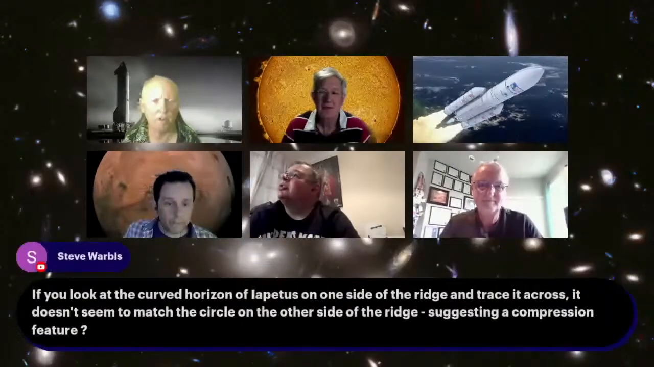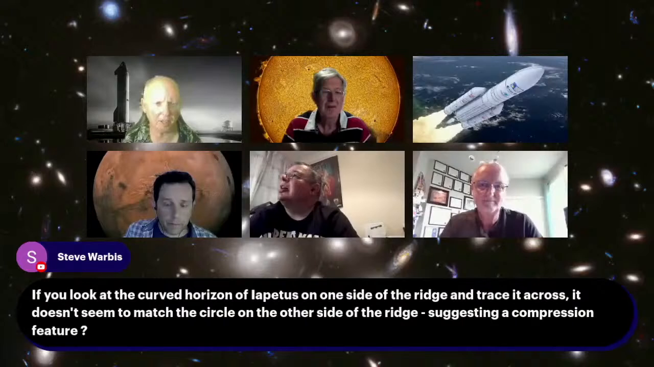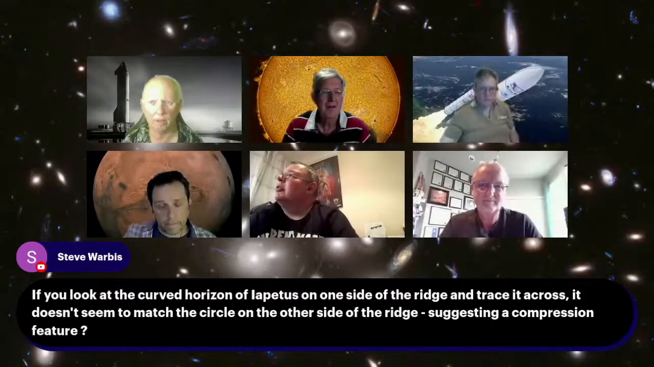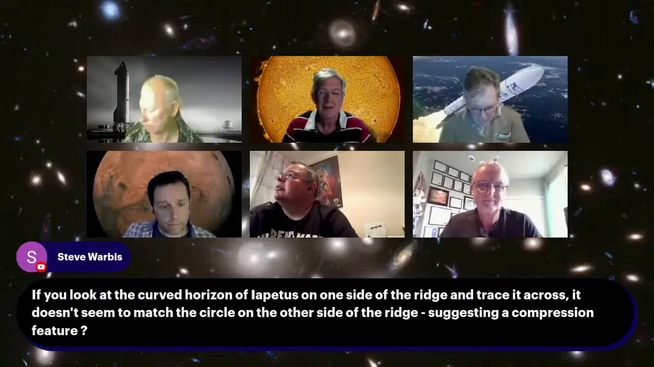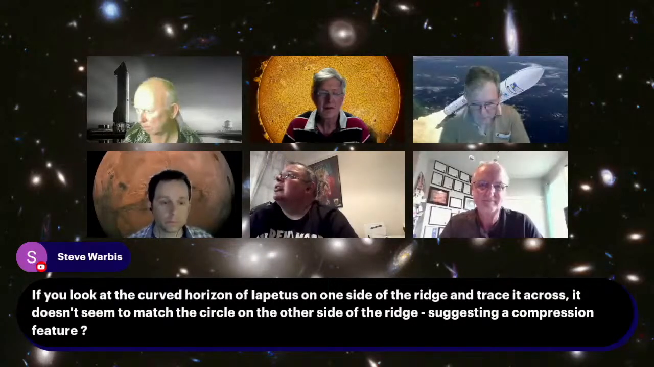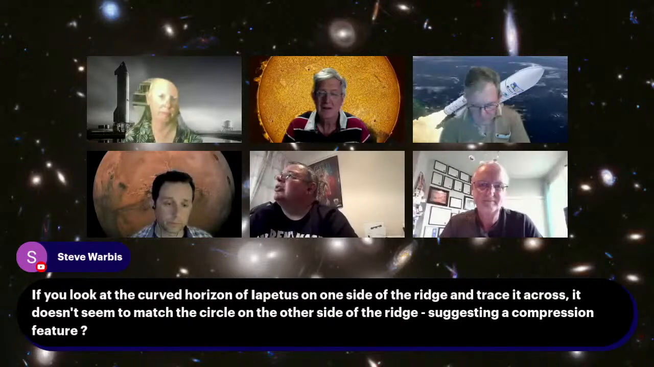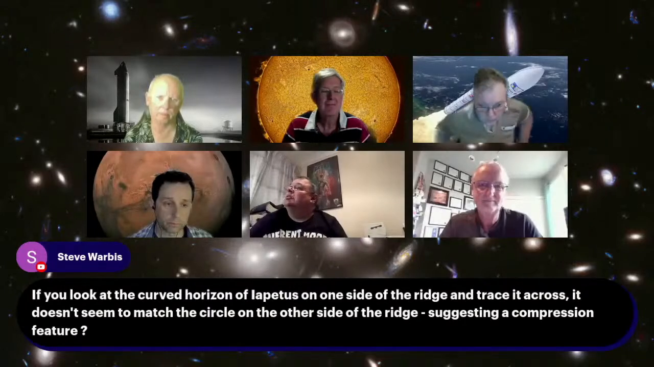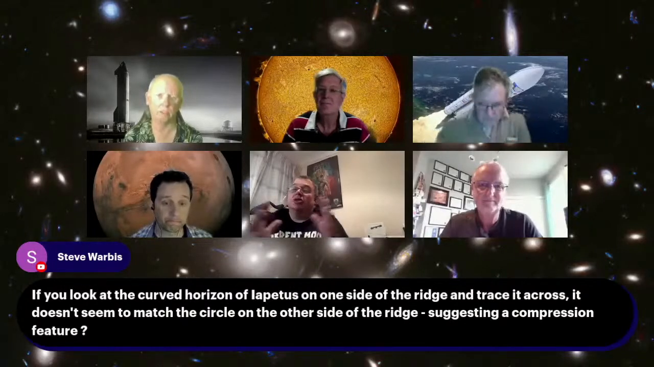Right. So, Steve's just popped in the chat, probably with a theory about that. It said if you look at the curved horizon of Iapetus on one side of the ridge and trace it across, it doesn't seem to match the circle on the other side of the ridge, suggesting a compression feature. Maybe. Interesting. So you've got two things pushing together.